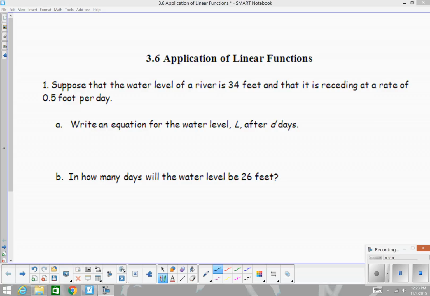All right, welcome back. Today we're going to be talking about section 3.6, the application of linear functions. This entire chapter we've been talking about lines, things that form lines, things that have a constant rate of change. But we just dealt with the skill-based form of linear functions. Now we're going to take those skills and apply them to real-life situations.